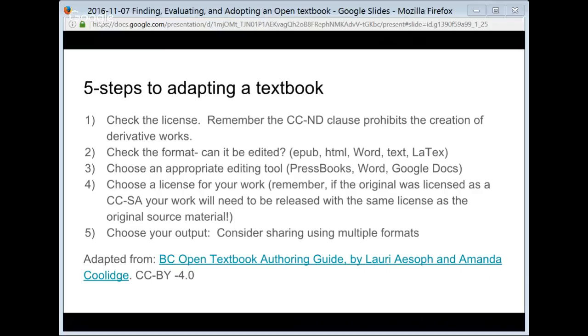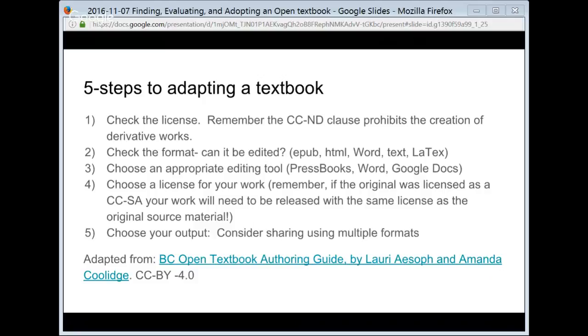So here are some steps to think about when you think about adapting a textbook. First of all, we've talked about checking that license and making sure that the license does not prohibit the creation of derivative works. So in this case, if there's something you want to modify, you want to avoid that CC non-derivative clause.